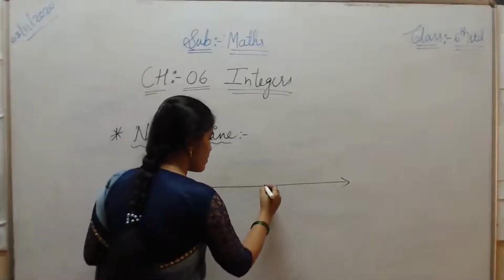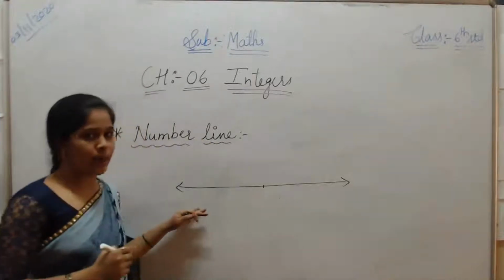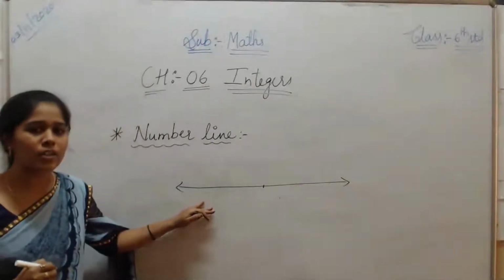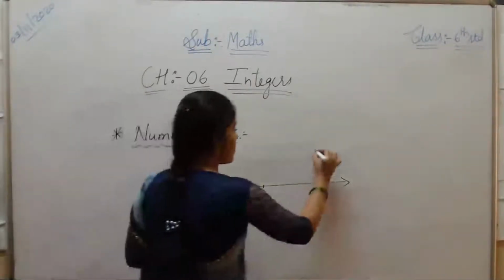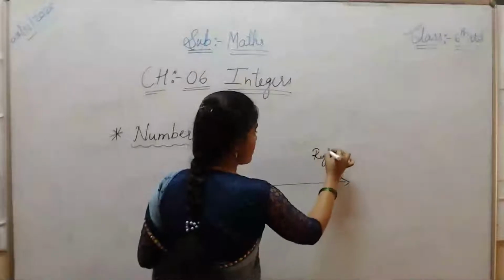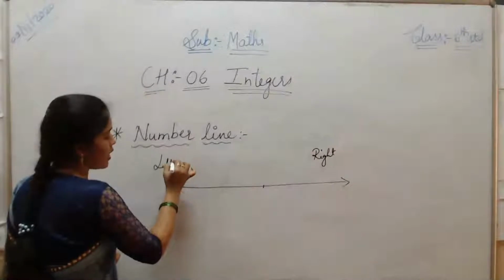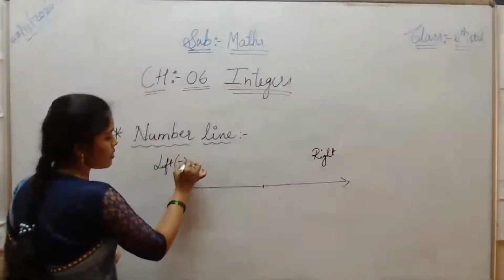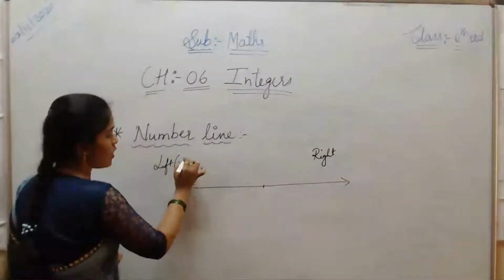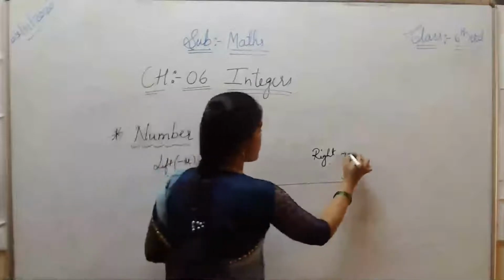See here, there are three parts in the number line. This is the number line. On this, there are three parts. This is the right side, and this is the left side of the number line. Here all negative numbers, and here all positive numbers.